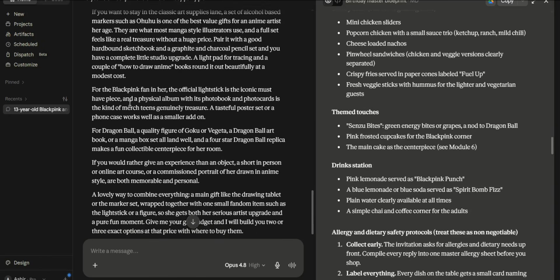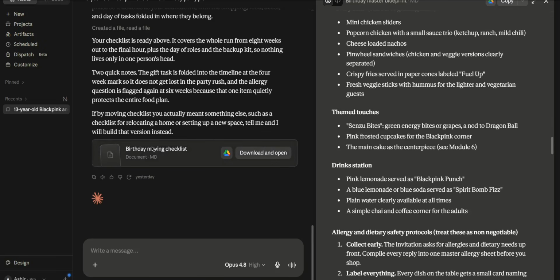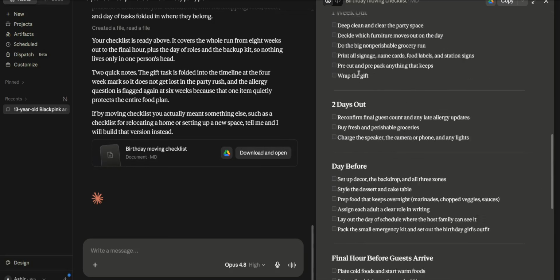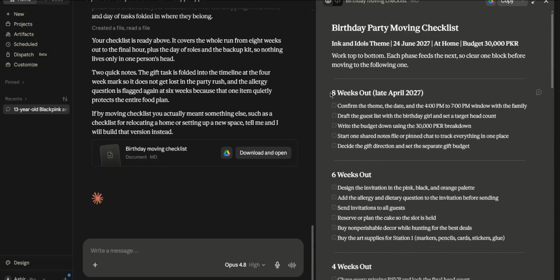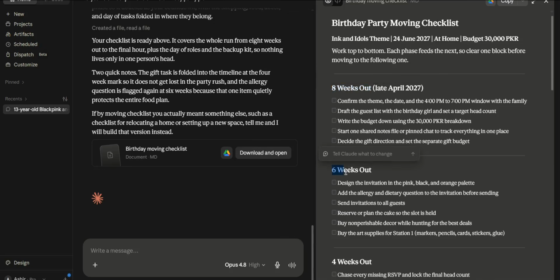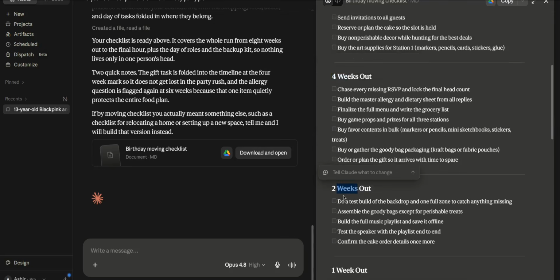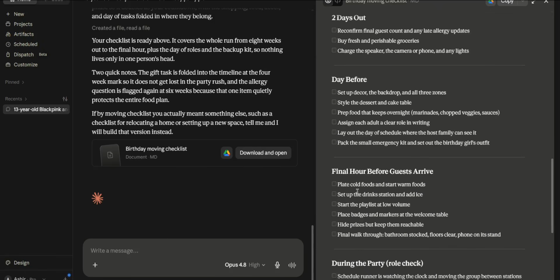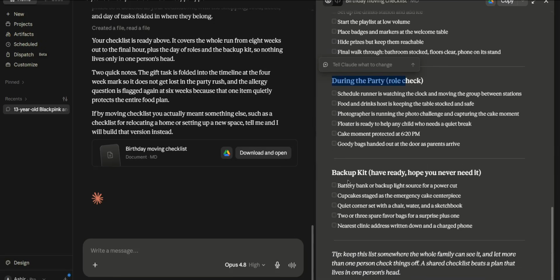It means that I have the whole context ready. After that, I asked to make the moving checklist, and you will see that it's in decreasing order because it goes from 8 weeks out to 6 weeks out, 4 weeks out, 2 weeks out, and so on. Then 2 days out, day before, final hour before guests arrive, during the party, and the backup kit. So this is how it goes.